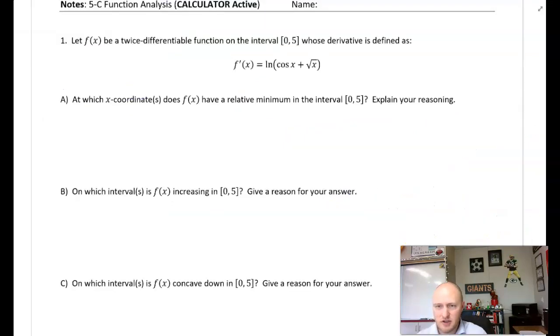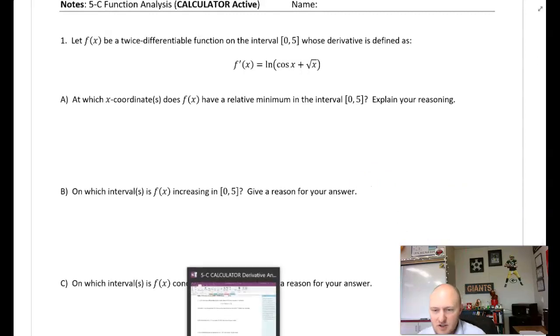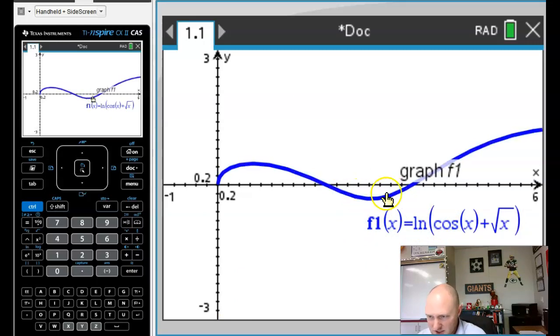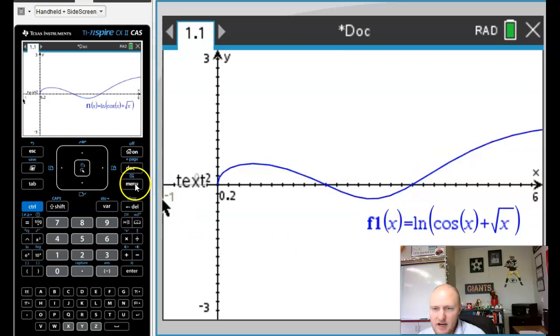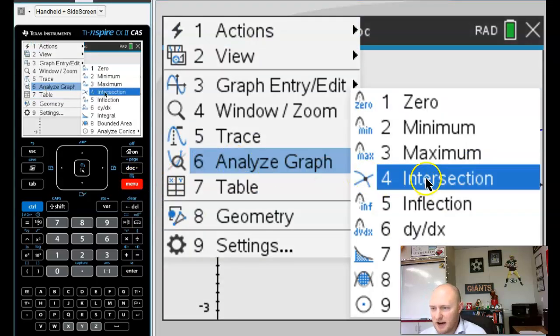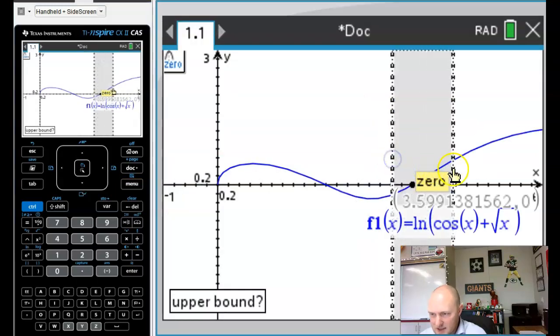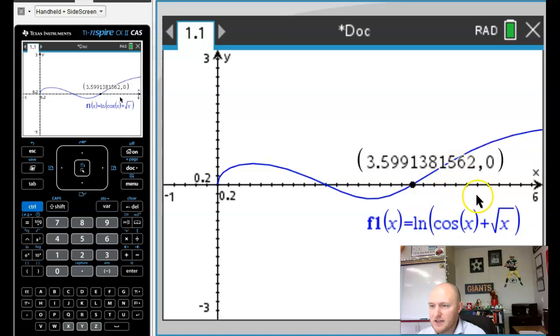We're going to answer some questions now about this function. So A, at which x coordinate does f of x have a relative minimum on the interval 0 to 5? Explain your reasoning. Okay, so we know that minimums occur when we travel from decreasing to increasing. So where's my function decreasing? It looks like it's decreasing here, and then we change to increasing up here. So I'm going to analyze my graph. Menu, analyze graph, and I want to analyze this zero right here. 3.599. That is a relative minimum because I'm changing from decreasing to increasing.